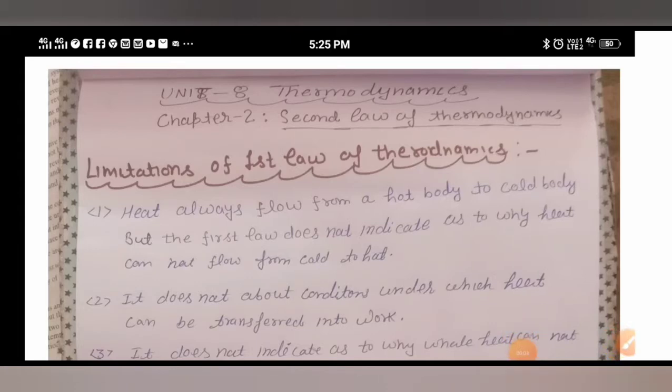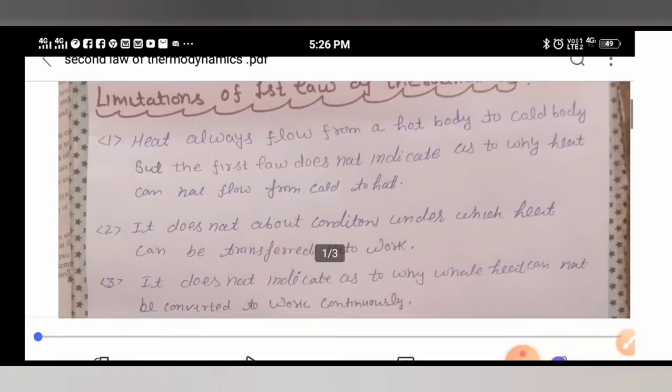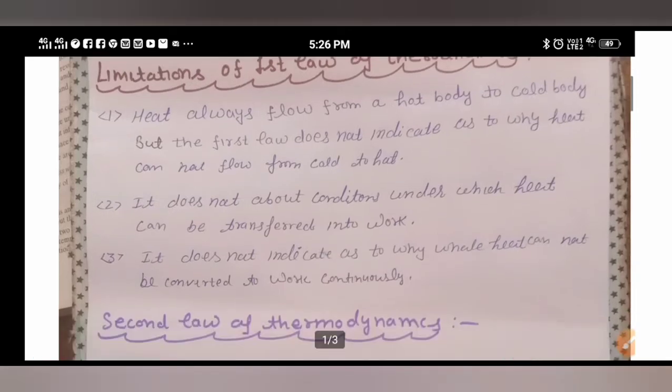Dear students, as you know, we have started our unit 8, thermodynamics, and chapter 1 we have completed. Now we'll start chapter 2, and its name is second law of thermodynamics. Dear students, first law of thermodynamics we have studied in chapter 1, and before starting second law of thermodynamics, we should know about limitations of first law of thermodynamics. So let us begin. You can see that there are three limitations of first law of thermodynamics on your screen.